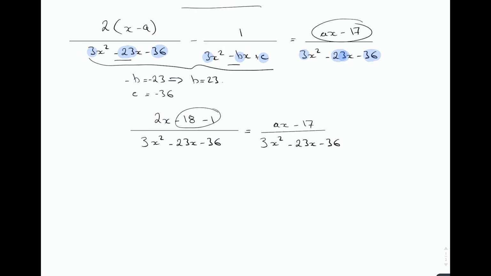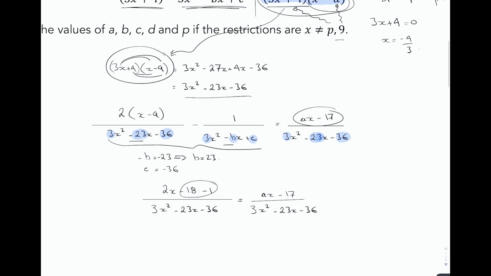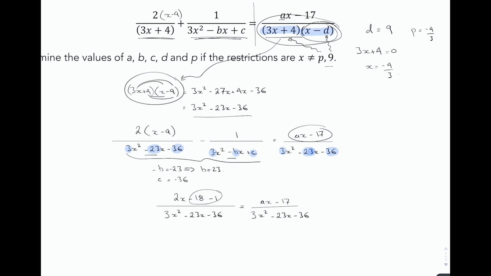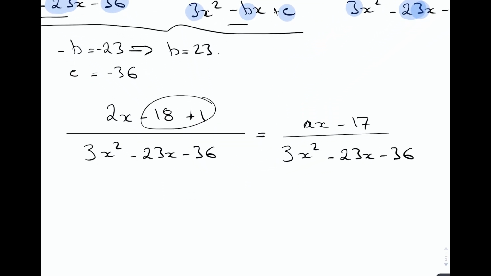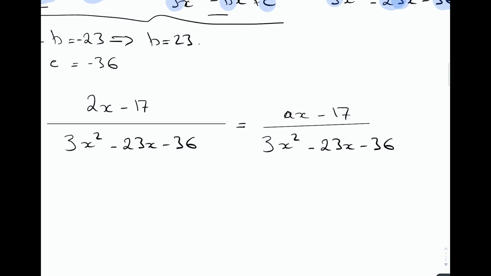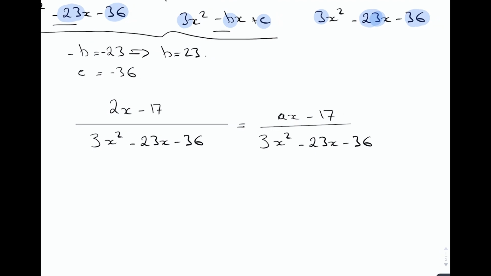is going to give me, oops, did I multiply that by the right term? Let's take a look here. Oh, that's my mistake. This should be a plus. So it'll be 18 plus 1. That'll give me negative 17. And these expressions are almost exactly the same. Actually, they are the same, because all we need to do now is make a equal 2.